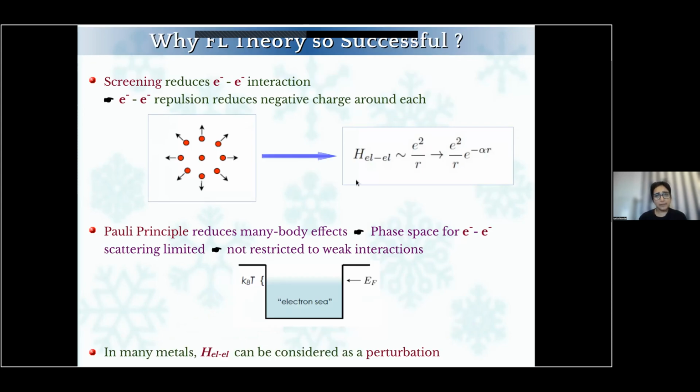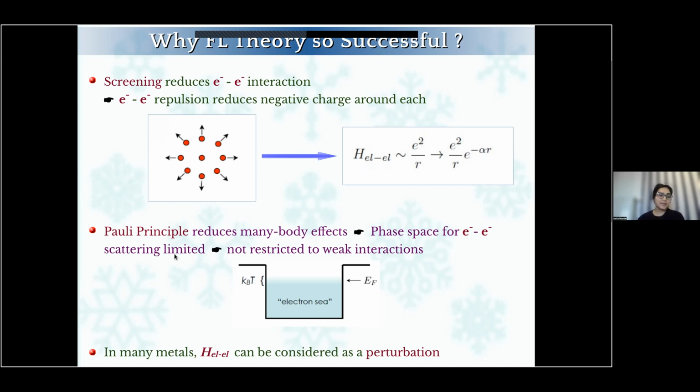Now, what is the intuition behind the fact that Fermi liquid theory is so successful in describing normal metals? First, let us observe that all the electrons are negatively charged. So there is electron-electron repulsion, giving rise to screening. This repulsion reduces the effective negative charge around each. So if we have a strong interaction like a Coulomb interaction, which is also long-ranged, due to the screening, it acquires an exponentially decaying part, which makes it tractable.